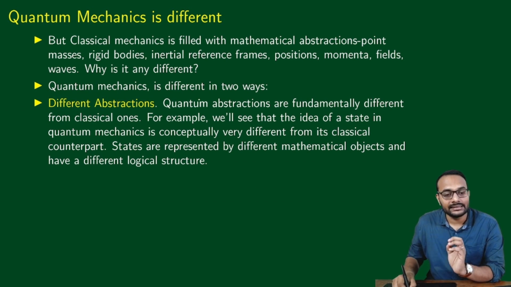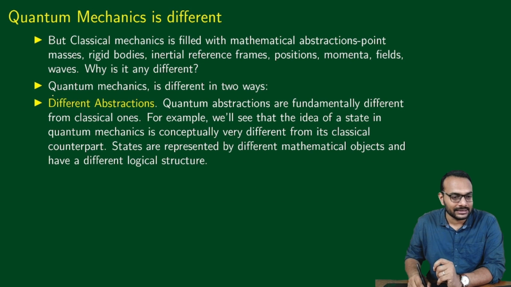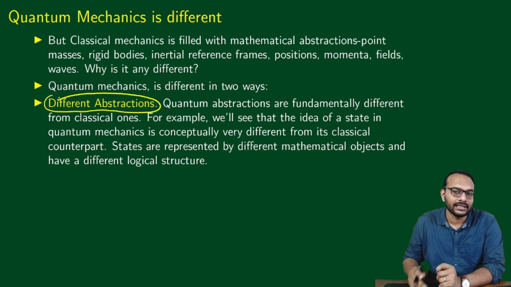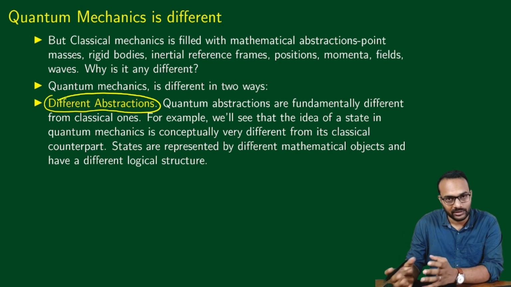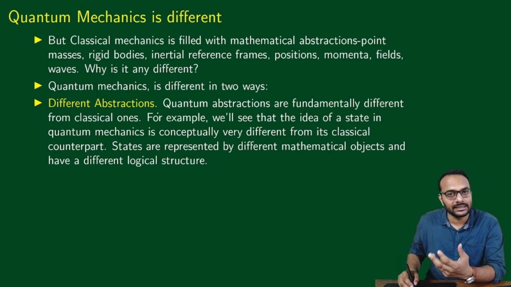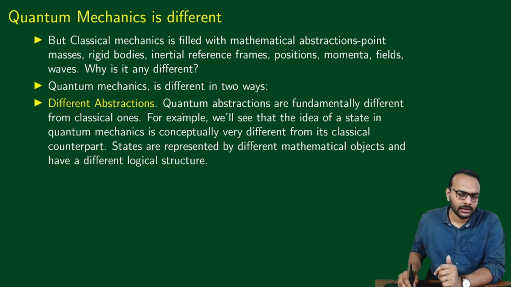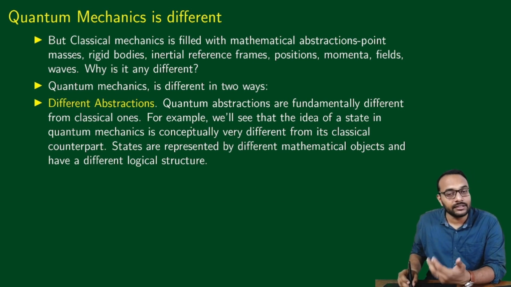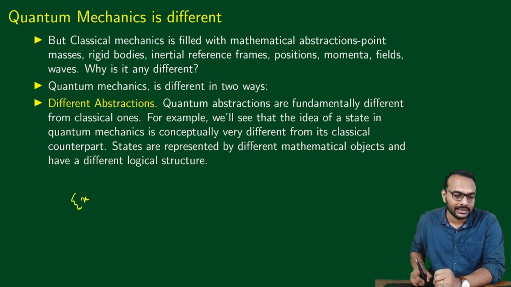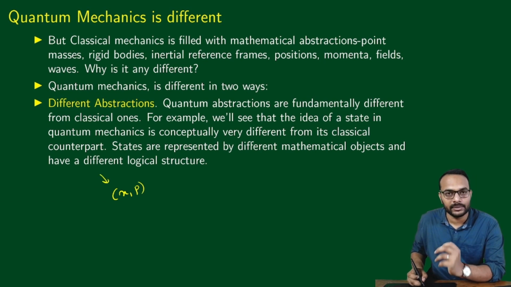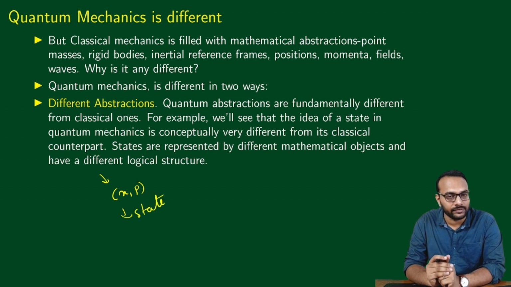Right, but quantum mechanics is different mainly in two ways. The first is that it's a different kind of abstractions. In quantum mechanics, we use different kinds of abstractions, which we will see during the course. I just want you to appreciate this difference. Okay. So the quantum abstractions are fundamentally different from classical ones. For example, we'll see that the idea of a state in quantum mechanics is conceptually very different from its classical counterpart. For example, I said that for a classical system in one dimension, you can talk about the state like this: x comma p. You specify x comma p, then the physical state of the system is specified.